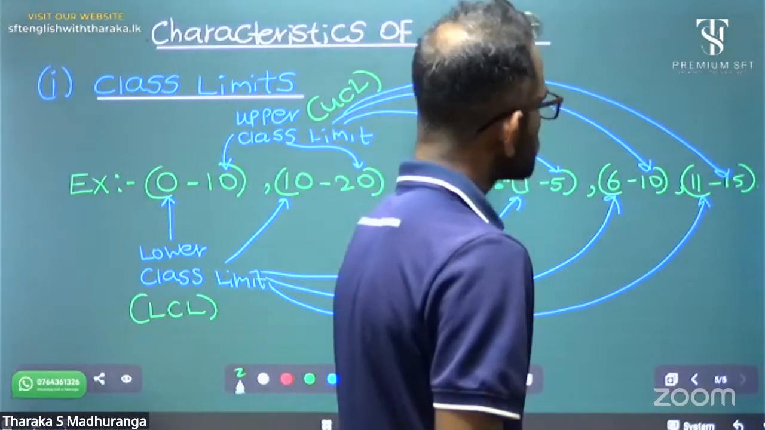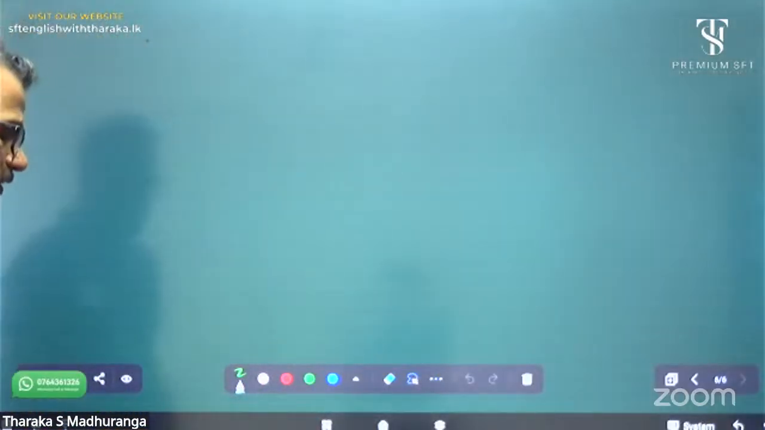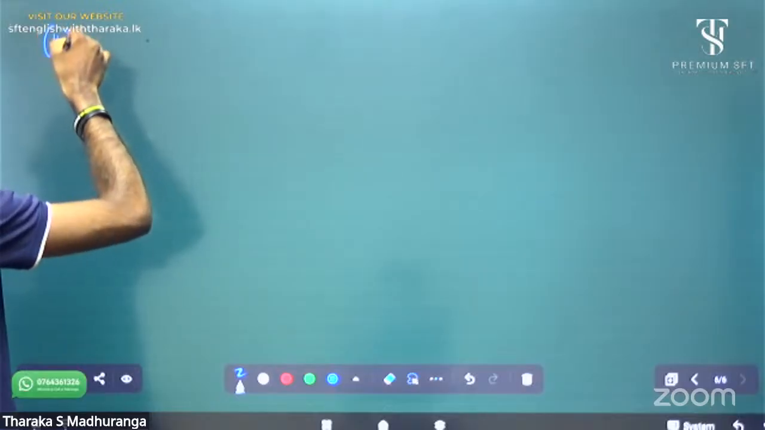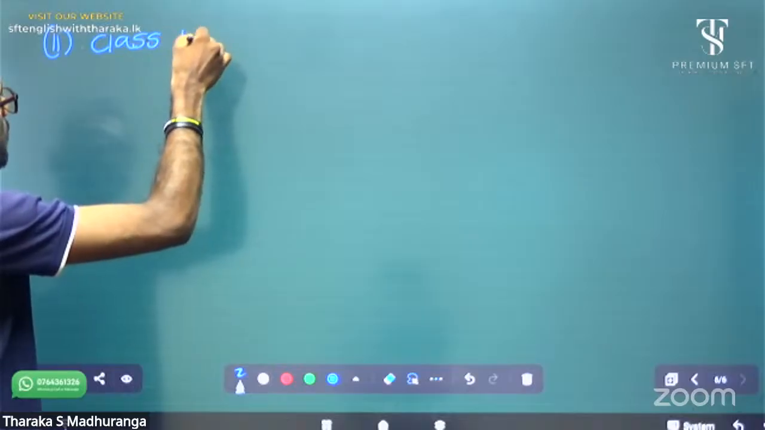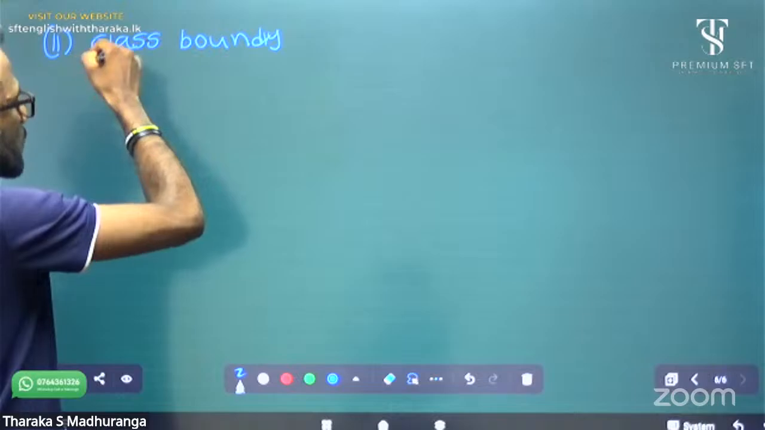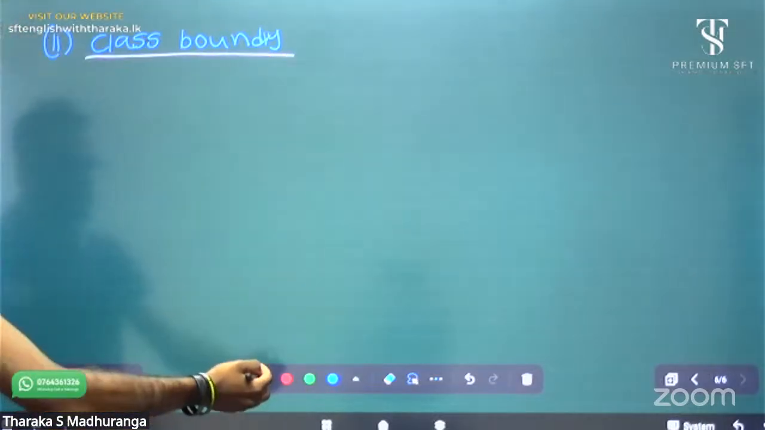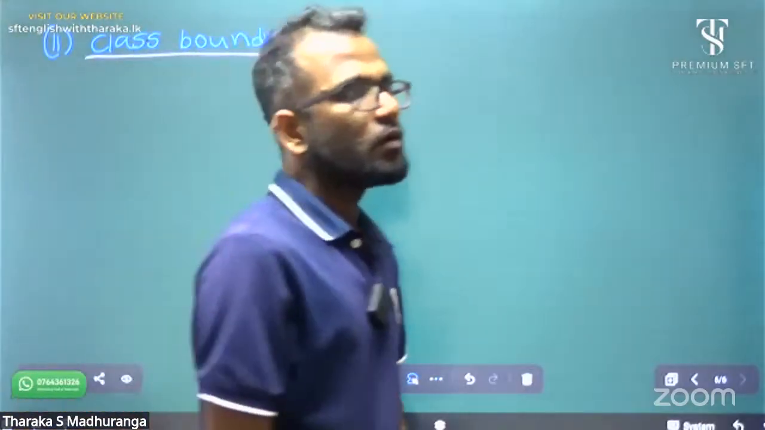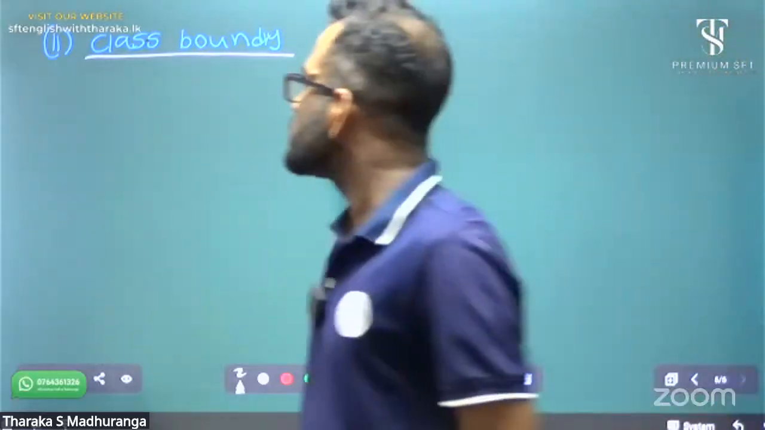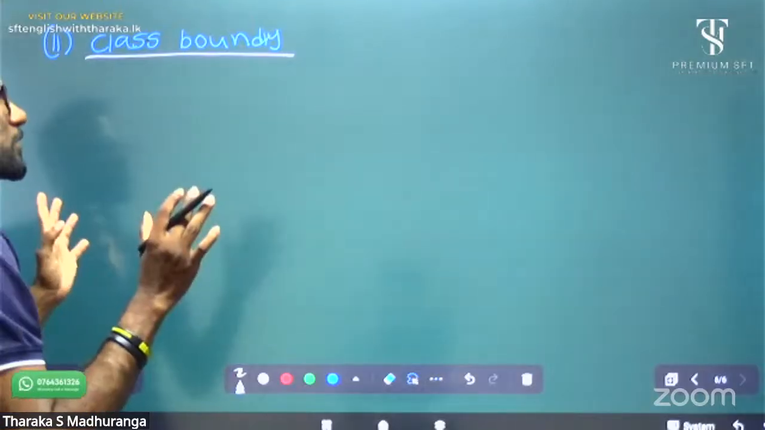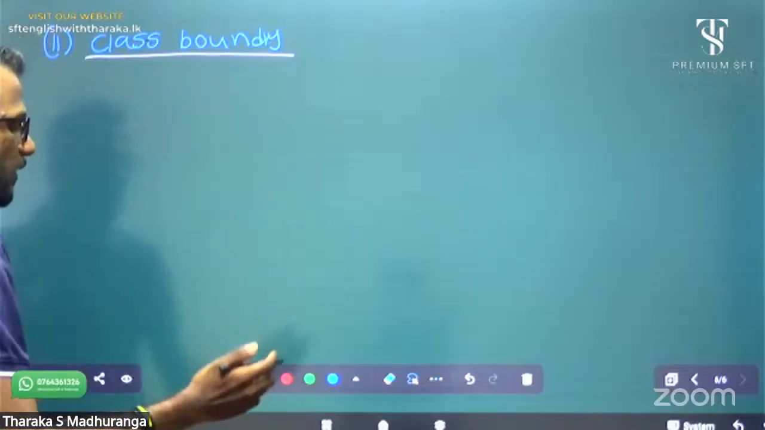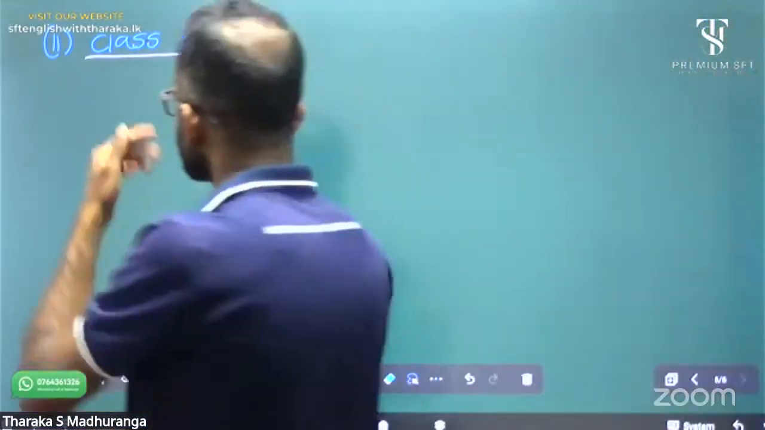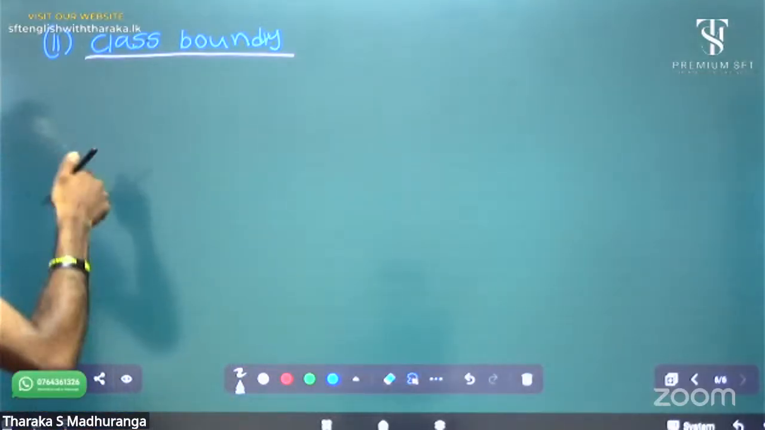Okay. Note down the second characteristic: class boundary. What's the meaning of this class boundary? It is very important because for any calculation we need class boundaries, not limits. You don't need definitions, you only need to know the meaning of class boundary. If you have the idea, you can do any calculation, any past paper or model paper question. Think of an example.